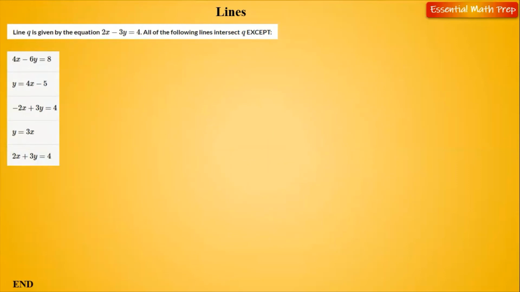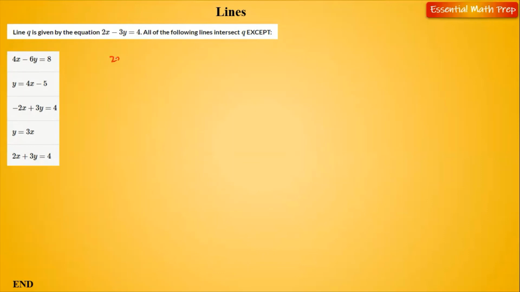So line Q is given by the equation 2x minus 3y equals 4. All of the following lines intersect Q except. Now, when does a line intersect another line? Only if they are perpendicular. So we're looking again for an equation that would result in an identical slope. That means the 2 lines run parallel to each other, right?